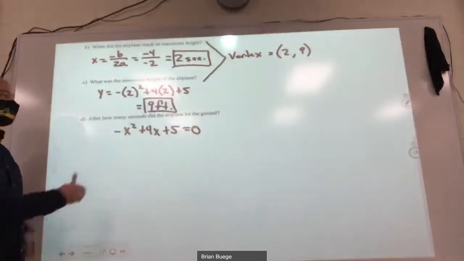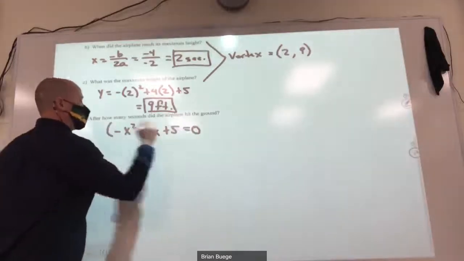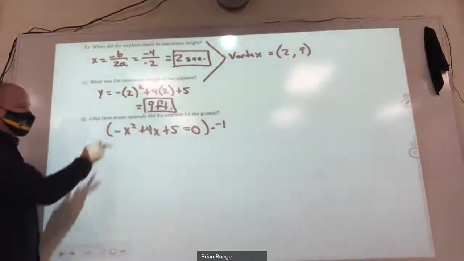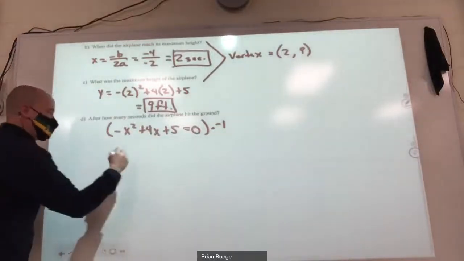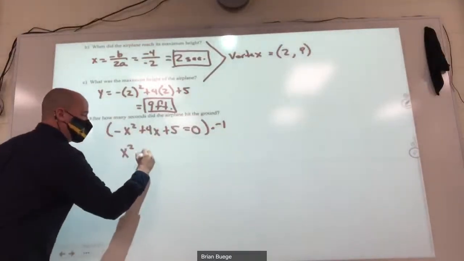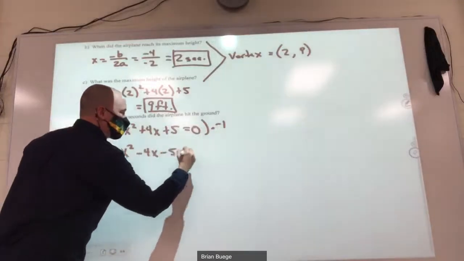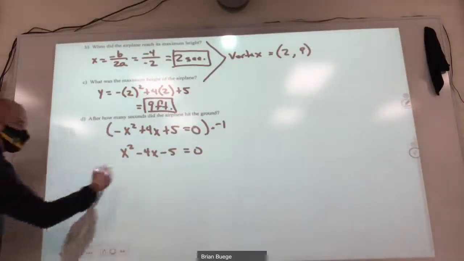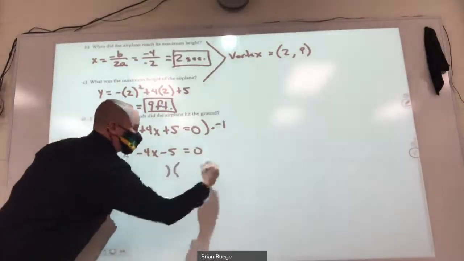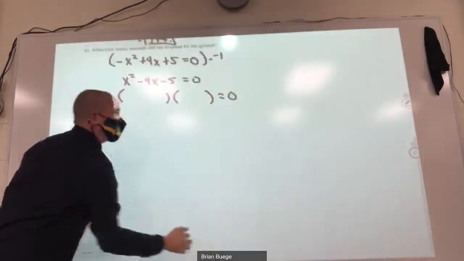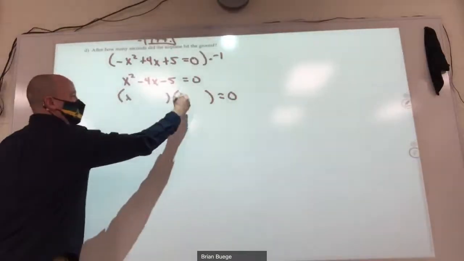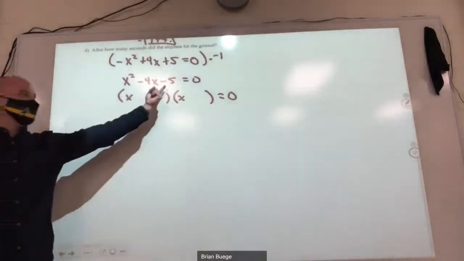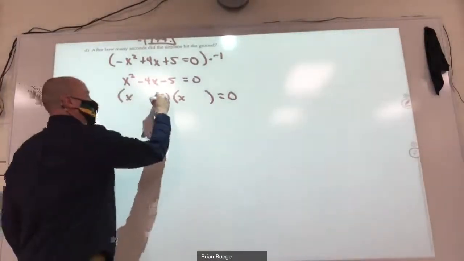Factor? Okay. So let's multiply everything here by a -1, or like I said, divide everything by a -1, either way. That way we get the x squared to be positive. So I'm really looking at x squared minus 4x minus 5 equal to 0. And now we factor. X times x, there's the first part. Now we go to the factors of the last term. There's only one set of factors. It's got to be 5 and 1.